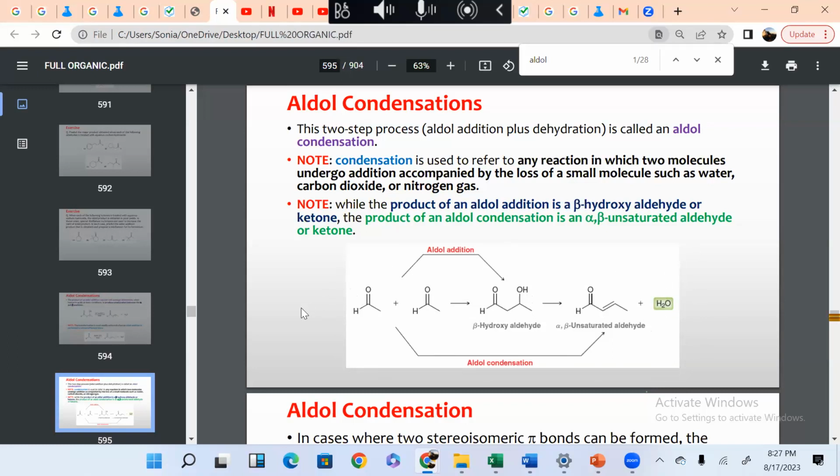So this is just a summary of aldol addition and aldol condensation. You begin by aldol addition, aldehyde plus aldehyde, giving you this beta hydroxyaldehyde. Then at elevated temperature, you can jump all the way up to the formation of this product, which is the alpha, beta unsaturated aldehyde, plus the liberation of water, which is the aldol condensation.